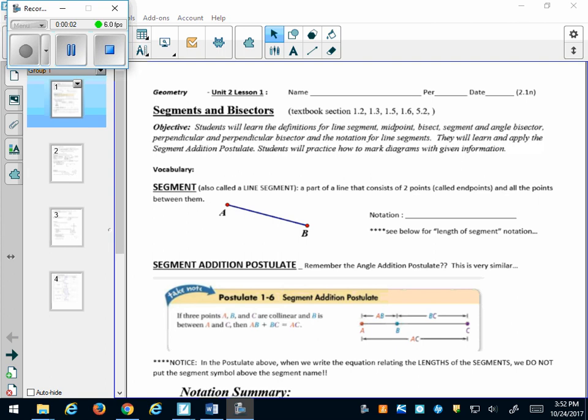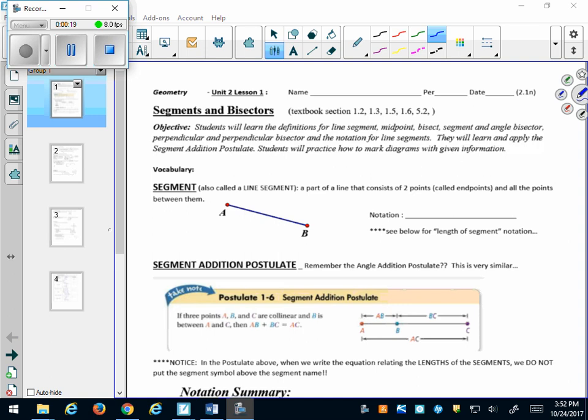Hi, this is Mrs. Myers, and this is our lesson 2.1, segments and bisectors. We are basically going to be expanding our vocabulary a little bit in geometry.